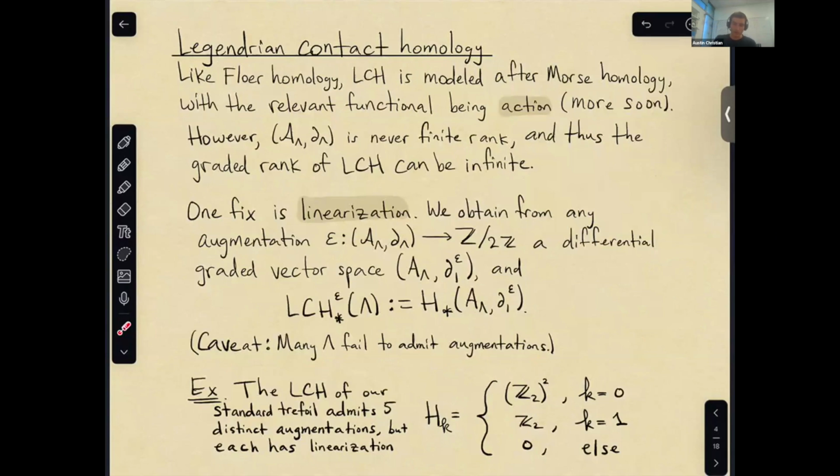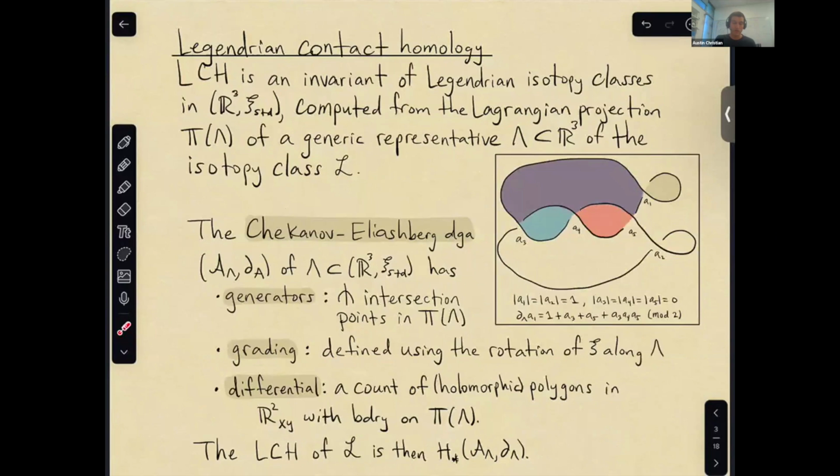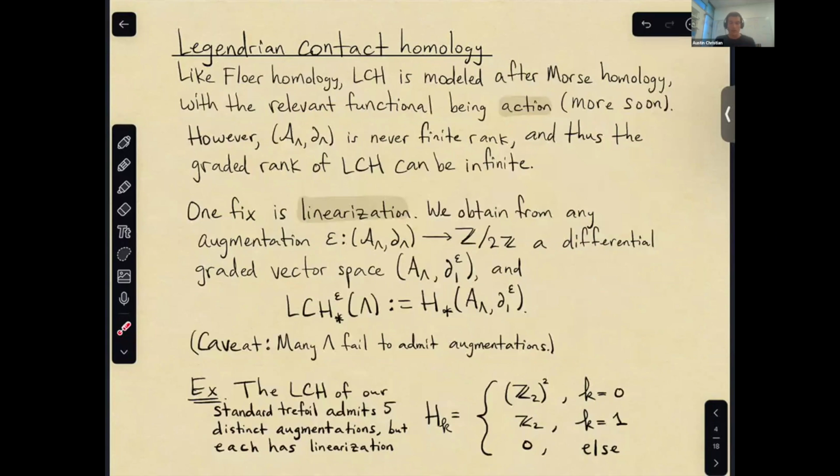Okay, so some of those comments are made here, that there is some Reeb action in the background. But one thing to notice is the Chekanov-Eliashberg DGA never has finite rank, because all of these generators are generators of an algebra. We only have 5 generators in this picture, but they're not vector space generators. So it's never finite rank. And so the graded rank of the Legendrian contact homology could also be infinite, and often is. So actually trying to extract computable information from Legendrian contact homology is often very intractable.